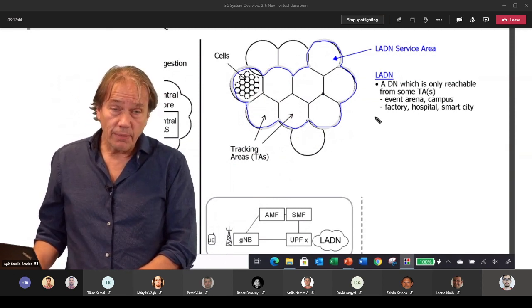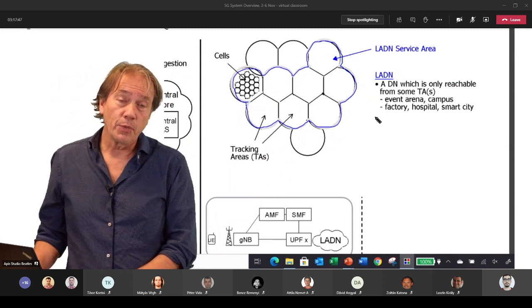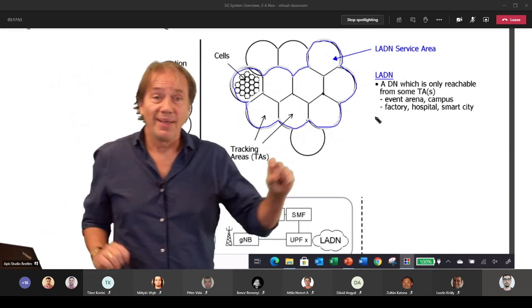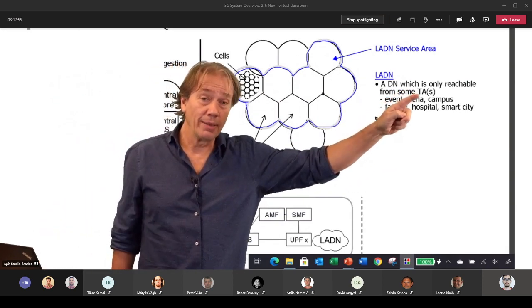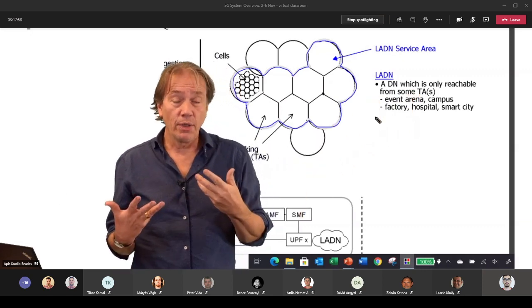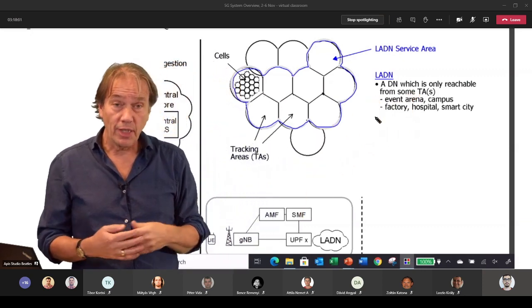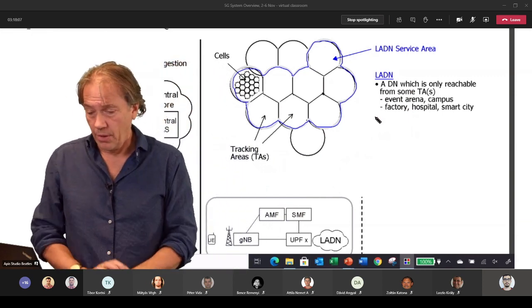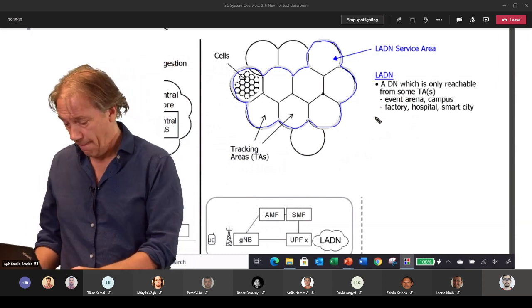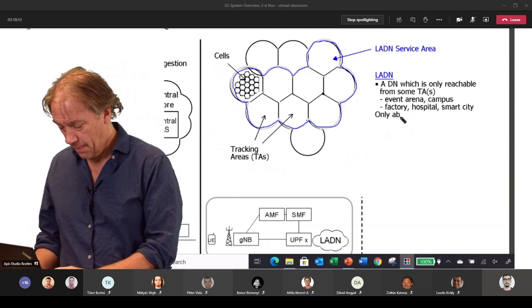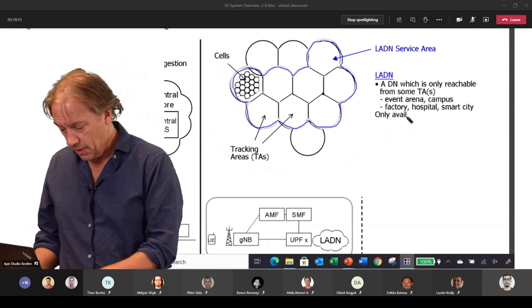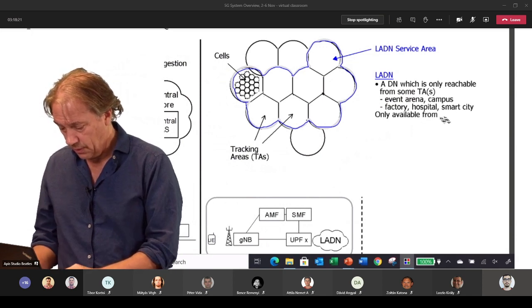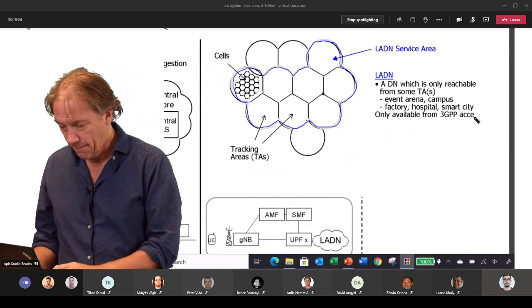There is a limitation. A local area data network can only be reached from 3GPP access, because the area is defined by tracking areas. This means if you are using non-3GPP access like Wi-Fi and fixed broadband, you will not be able to connect to a local area data network. Only available from 3GPP access.